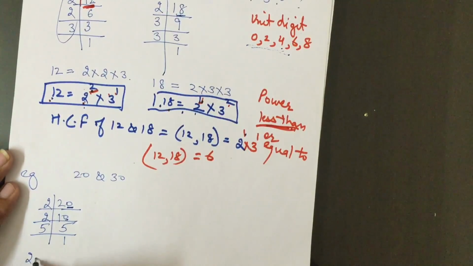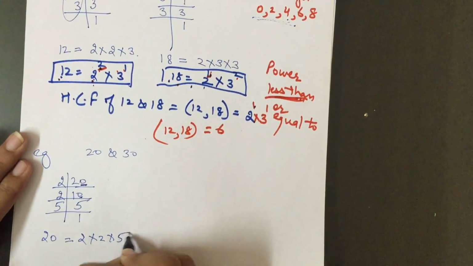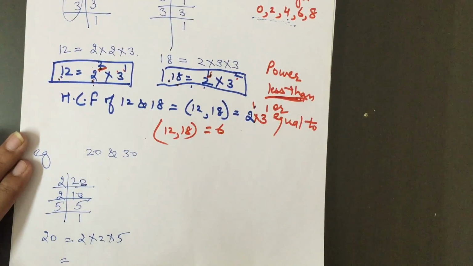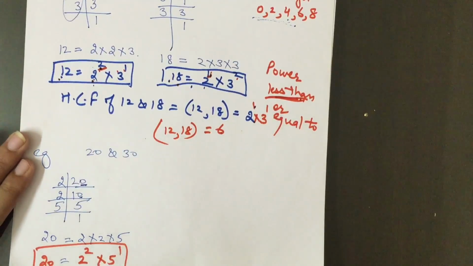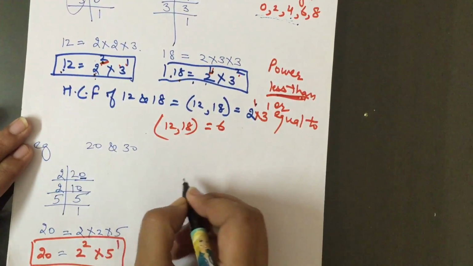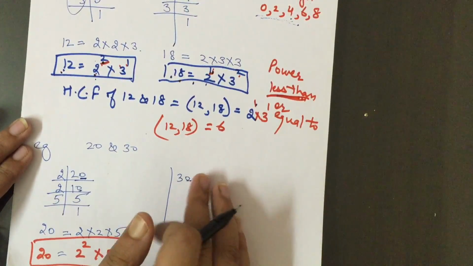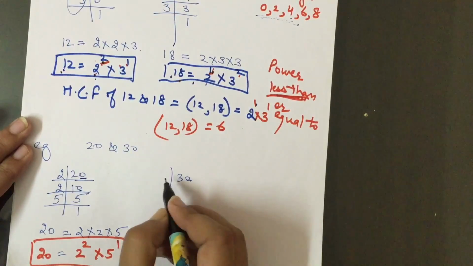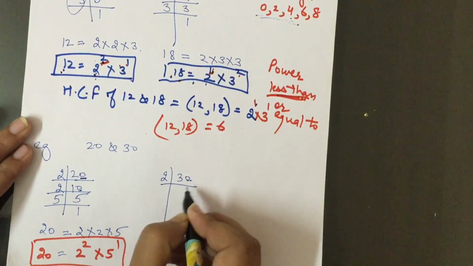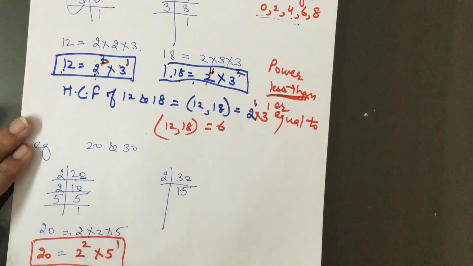So here we get the factors: 20 is equal to 2 into 2 into 5. In exponent form, 20 is equal to 2 raised to power 2 into 5 raised to power 1. Now we will find the factors of 30. The unit digit of 30 is 0, so again we can say that 30 is directly divisible by 2. Here we write 2 and we get the answer 15. Now 15 is not divisible by 2, so we move to the next number, that is 3.